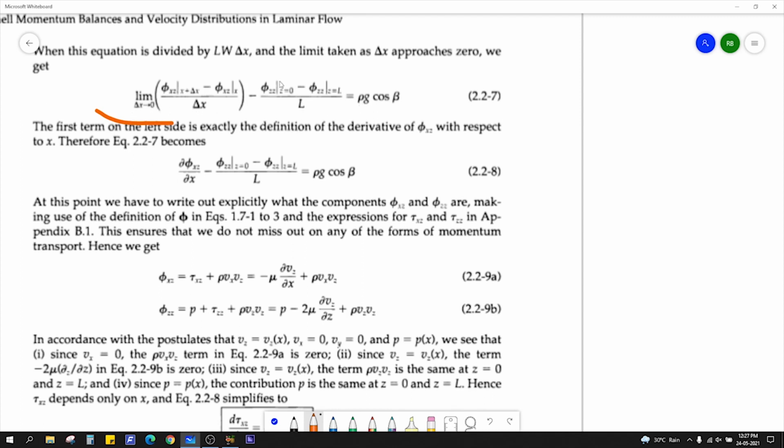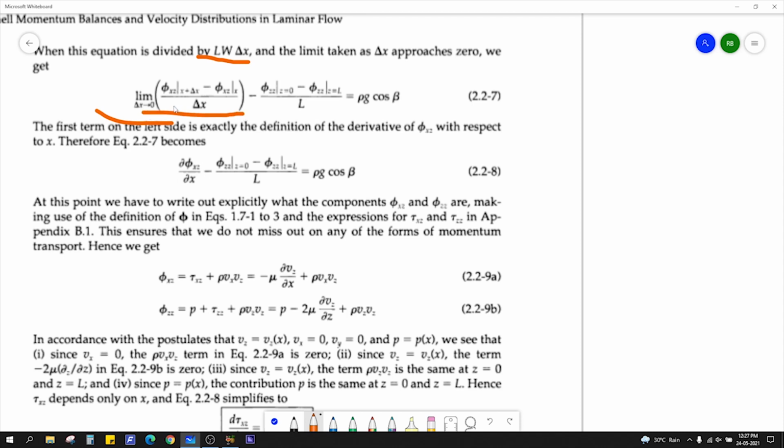before that it is dividing both sides by this L W delta x. So delta x stays here, and L will stay because here it was W delta x, right? If you divide by L W delta x, the W delta x cancels out and only L remains. So here it will be only rho g cos beta, right?